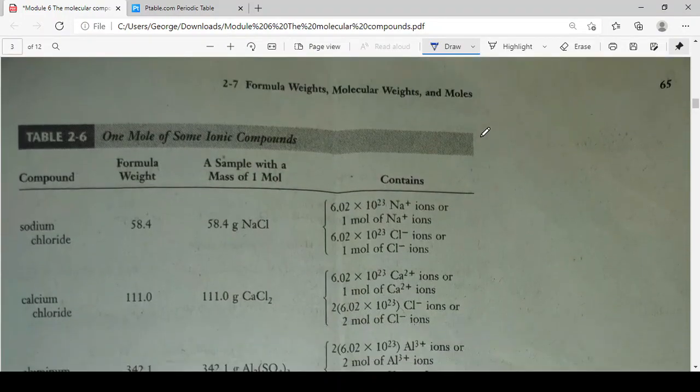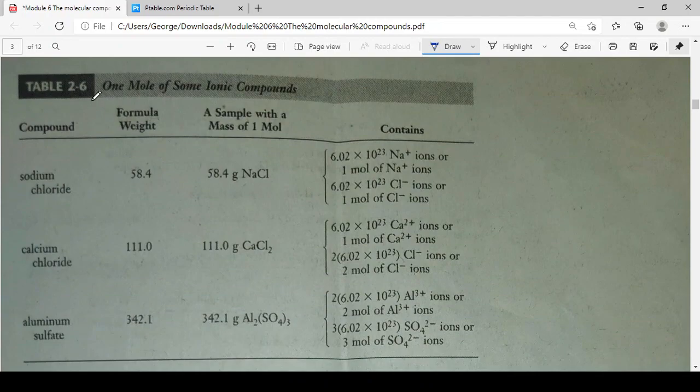So, again, for example, you have table 2.6: 1 mole of some ionic compounds. For example, I have sodium chloride. If I ask you to find the formula weight of sodium chloride, first write its formula. What is the formula of sodium chloride? Sodium is simply Na, and chloride is simply Cl.